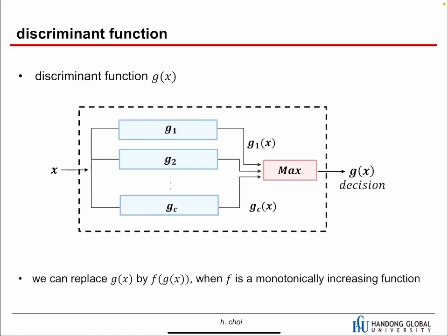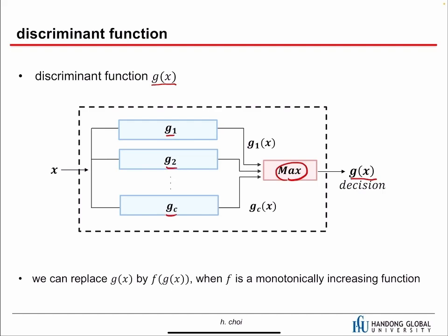And the next one is discriminative functions. As I said, we don't have to model probabilities exactly. As long as we can classify, then that's enough. So we want to make one function g of x, and we can use some sub-functions g sub 1, g sub 2, and g sub c, and then we can use something like a maximum, then g of x.